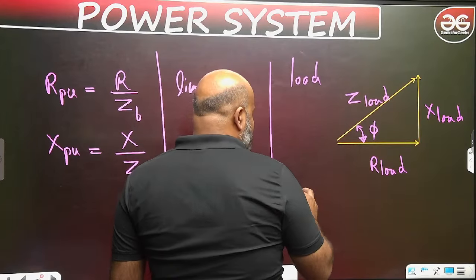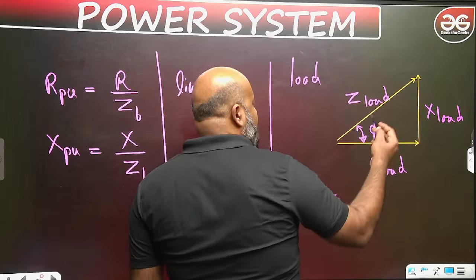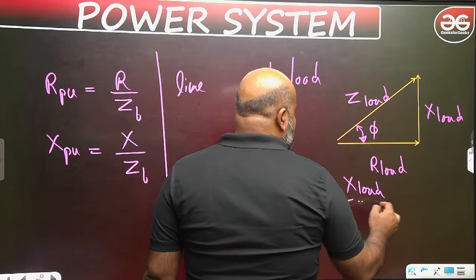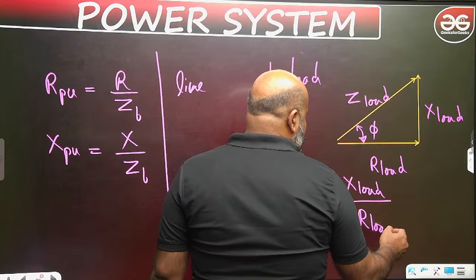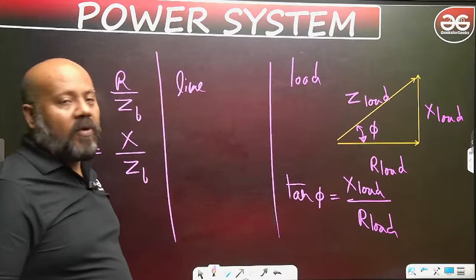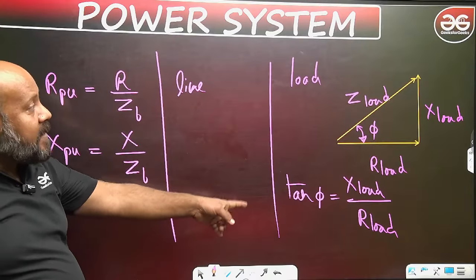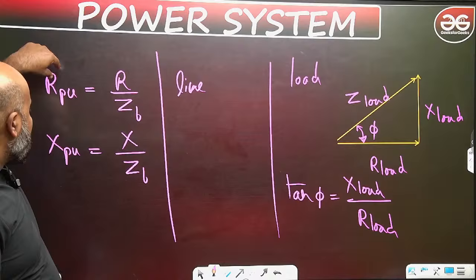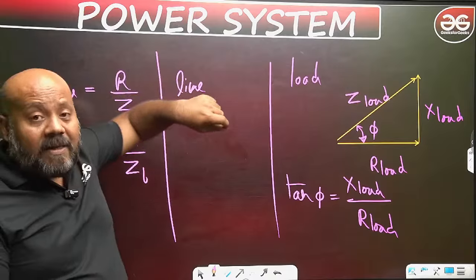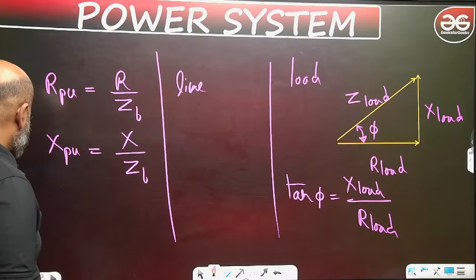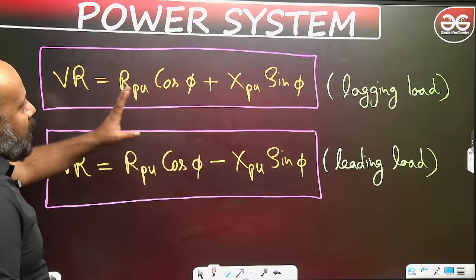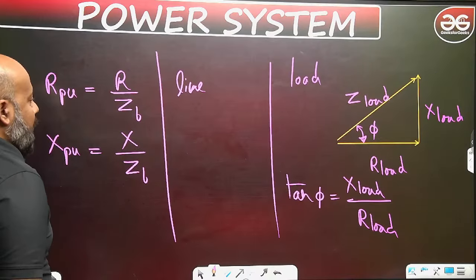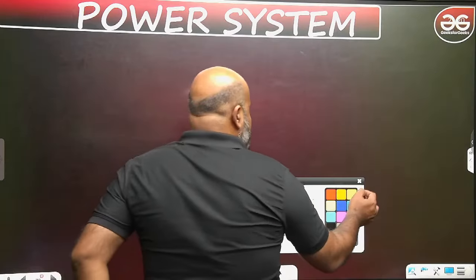So for the load we are defining tan phi as X load upon R load. Please understand, phi is related to the load impedance, and this R per unit, X per unit is related to the line resistance and reactance. So this is the general formula we are writing here. Now we can use this formula and make some conclusions. What are those conclusions? Let us check.